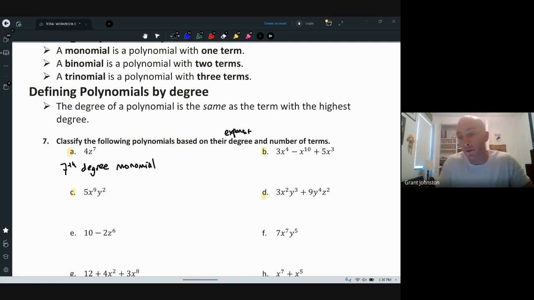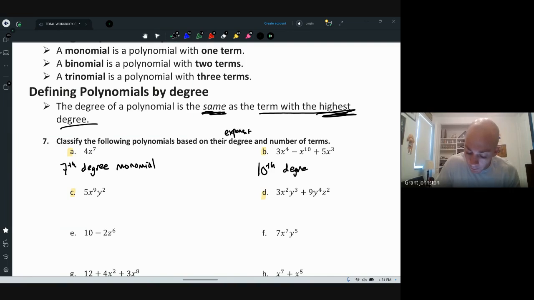Now B has 3 terms. So we know it's going to be a trinomial, but we need to first figure out what the degree is. Remember, we define the degree of a polynomial as the same as the term with the highest degree. So this is 3 terms. The 3x to the 4th has a degree of 4. The x to the 10th has a degree of 10. And the 5x to the 3rd has a degree of 3. So the highest one is the 10. So this is a 10th degree trinomial.